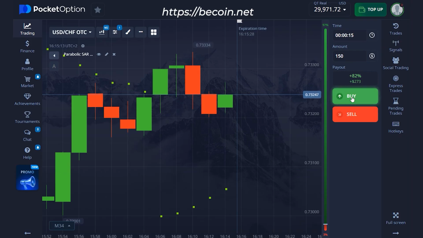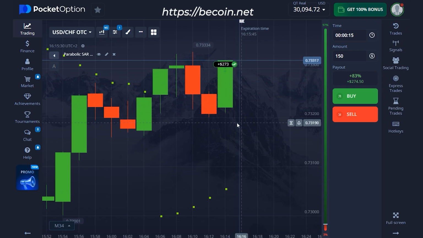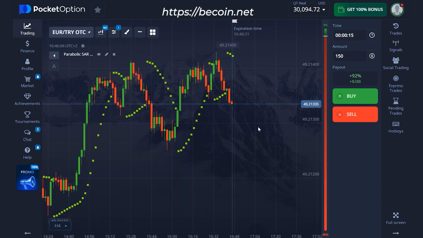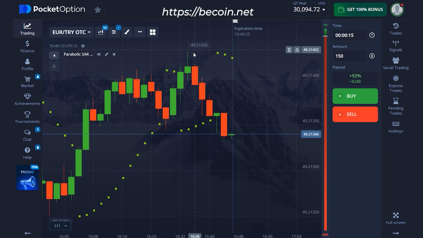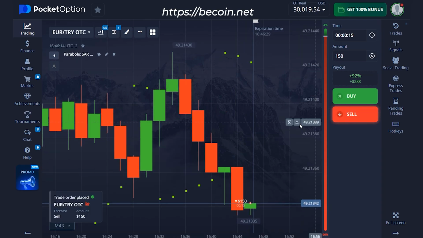Now we enter confidently, and the trade closes in profit. The same logic works in the opposite direction. If the dots start appearing above the candles, one after another, that's a signal the market is turning downward. In that case, I enter a sell trade.